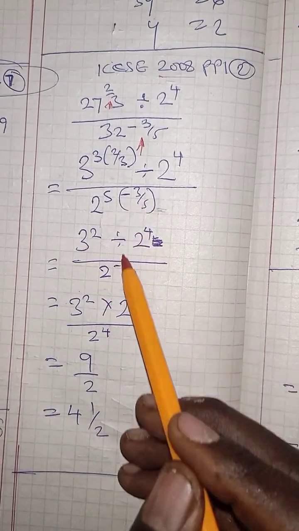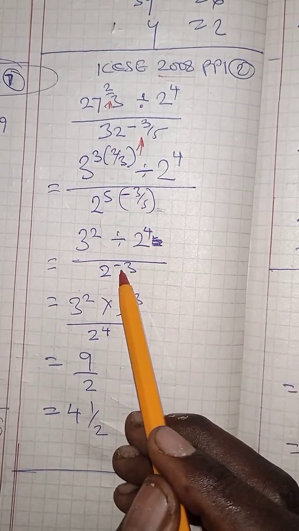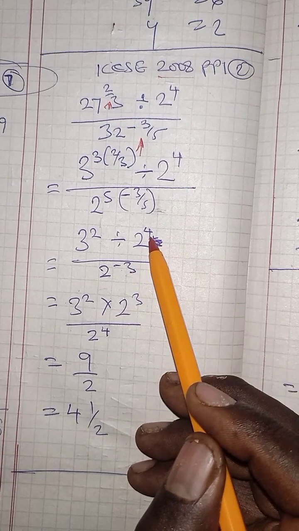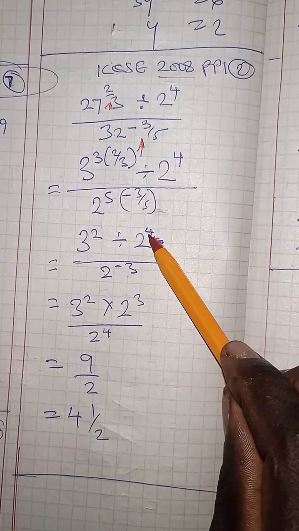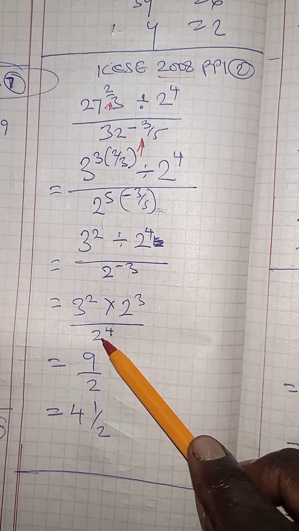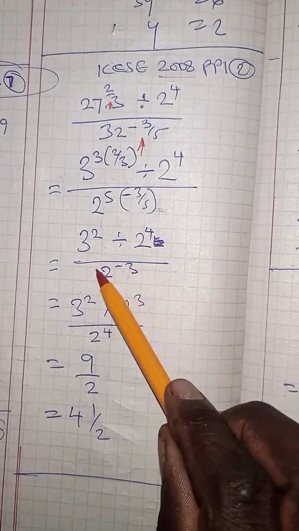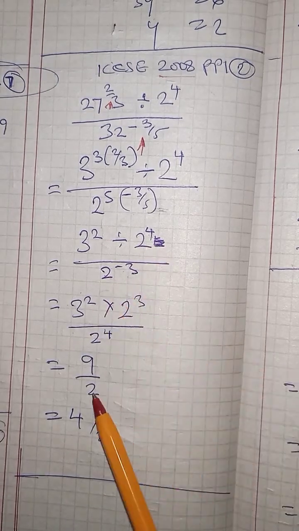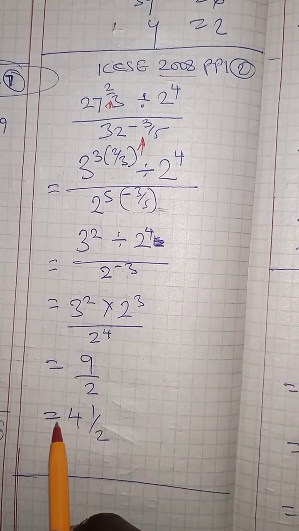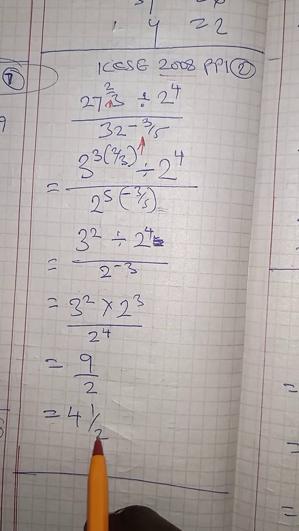This 5 cancels with this one, we shall have negative 3. This one remains the way it is. Simplifying further, you can clearly see that if you are dividing with this, this can come down here, and this can go up there. This can go up there, it can come down here, so that we ultimately have 9 over 2, which is equal to 4 and a half.